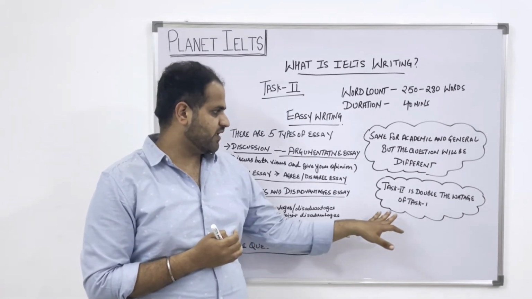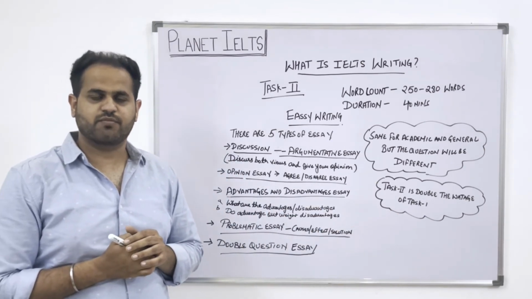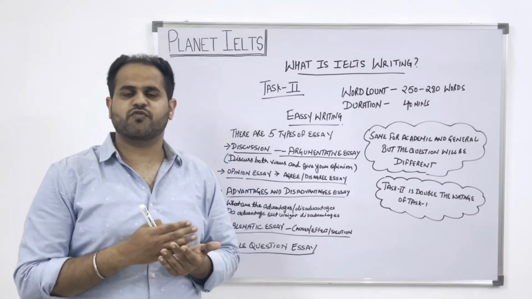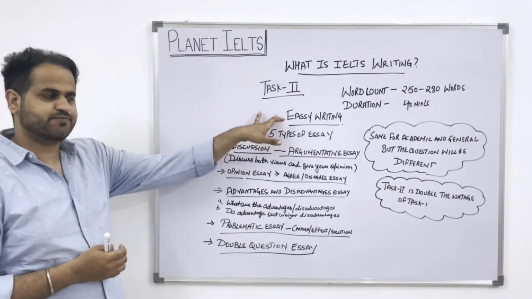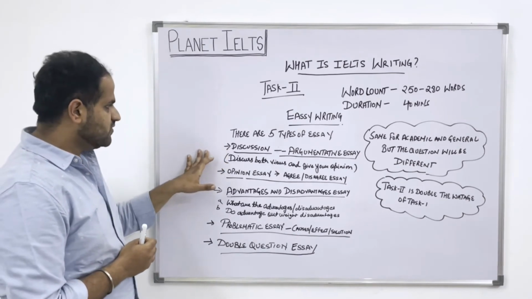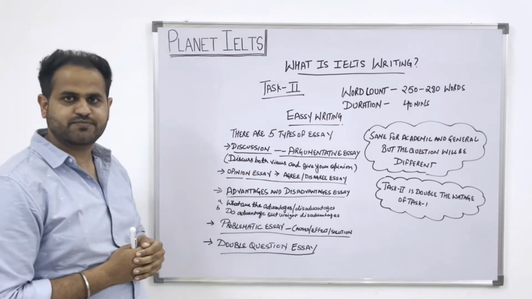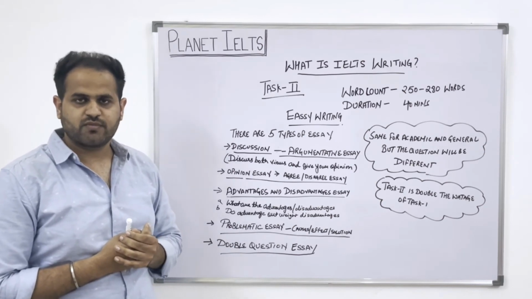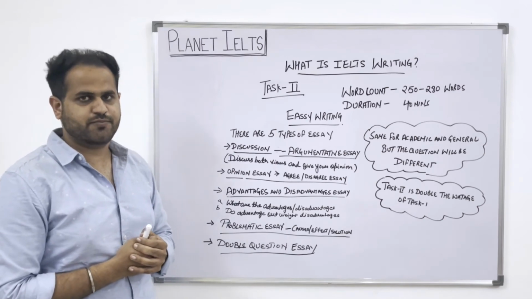Also note that the weightage of task 2 is double the weightage of task 1. For example, if task 1 is for 3 bands, task 2 is going to be for 6 bands. Now, moving back to essay writing. There are 5 types of essay in task 2. Number 1, discussion essay, or we call it argumentative essay. In this, 2 contradictory views will be given to you, and you will be asked to discuss both these views and give your opinion in the end.